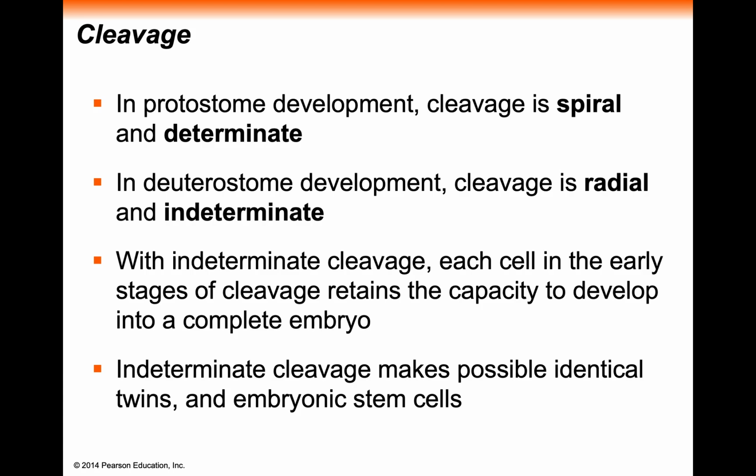They've already determined whether they're a head or a tail end. So that's in protostome development. In deuterostome development, cleavage is radial and indeterminate.